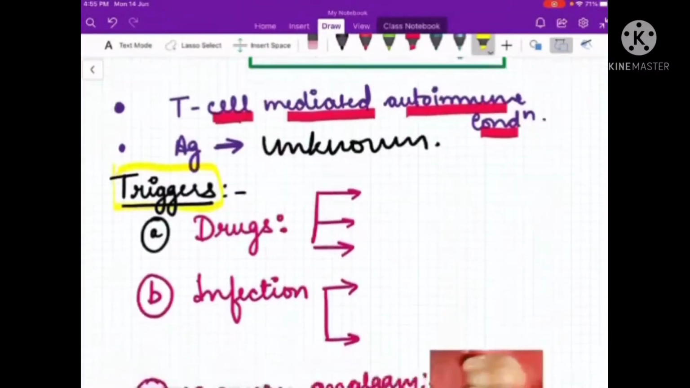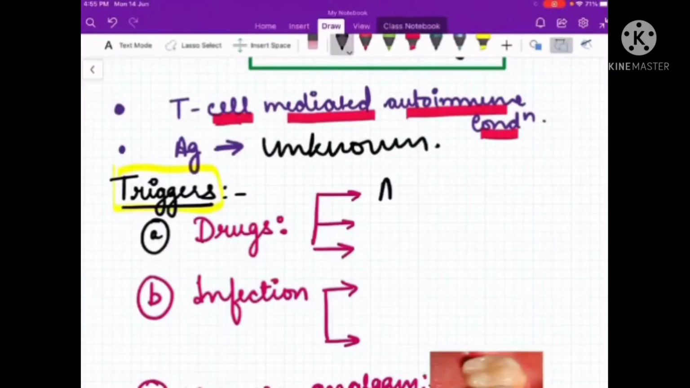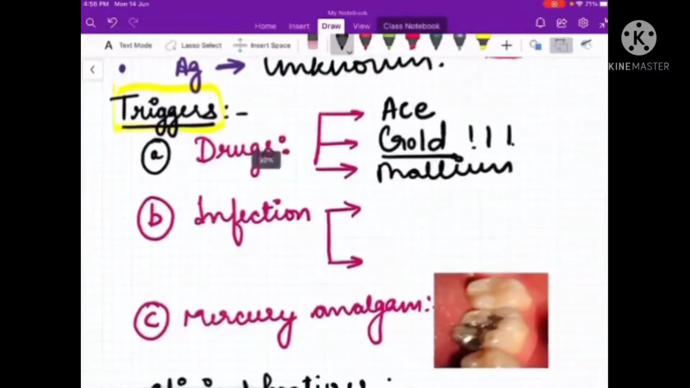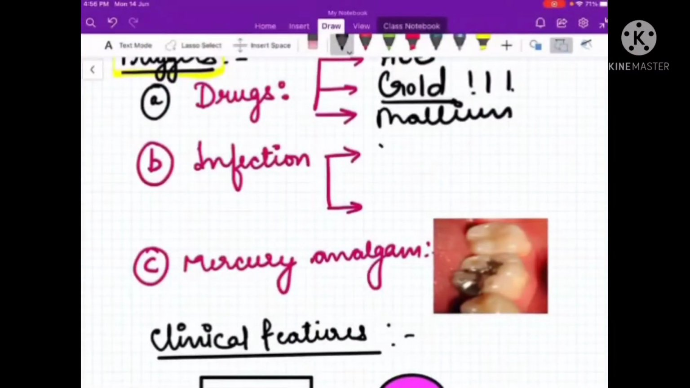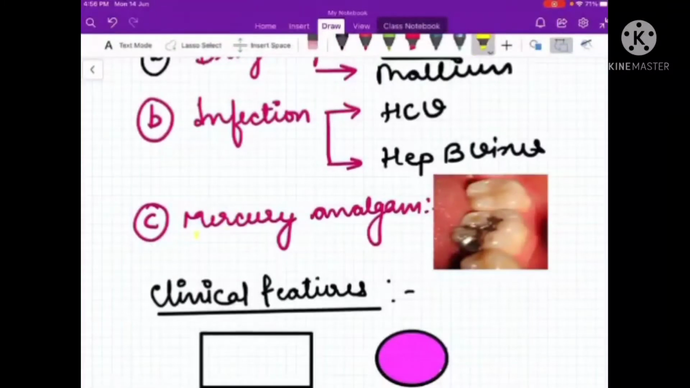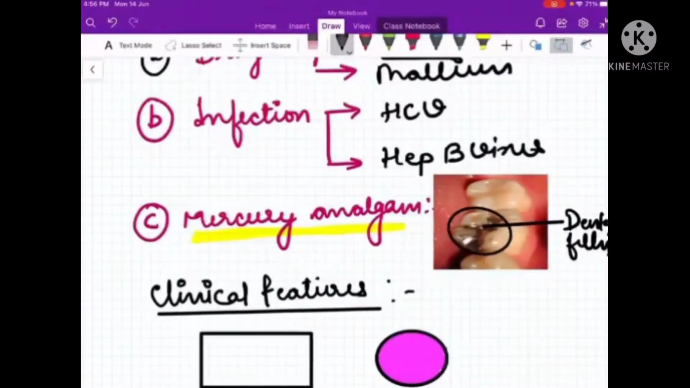What could they be? Could be some drugs like ACE inhibitors, or gold, which is important, and other drugs like thallium, or it could be some infections like hepatitis C virus, the human hepatitis C virus, or hepatitis B virus, or it could be some mercury amalgam, as seen in this picture in a dental filling. This is the mercury here.